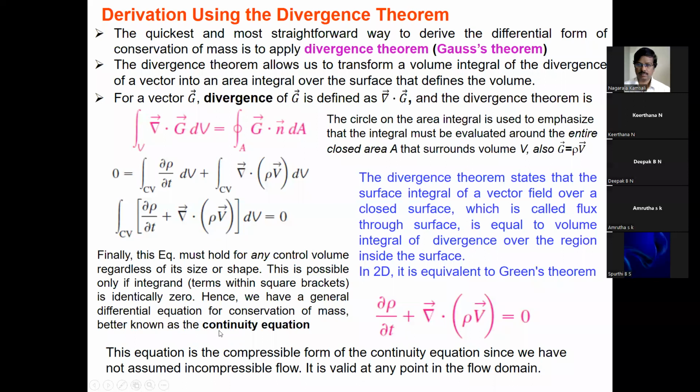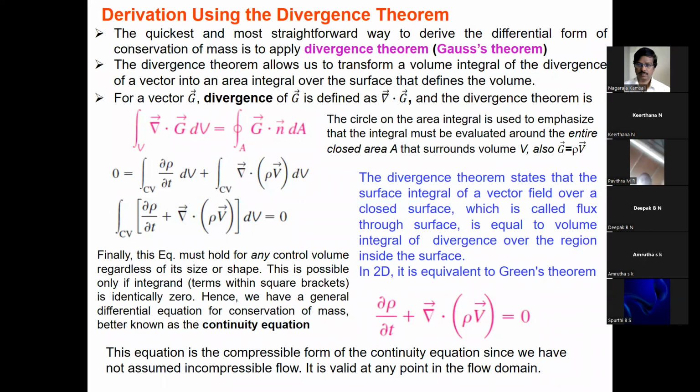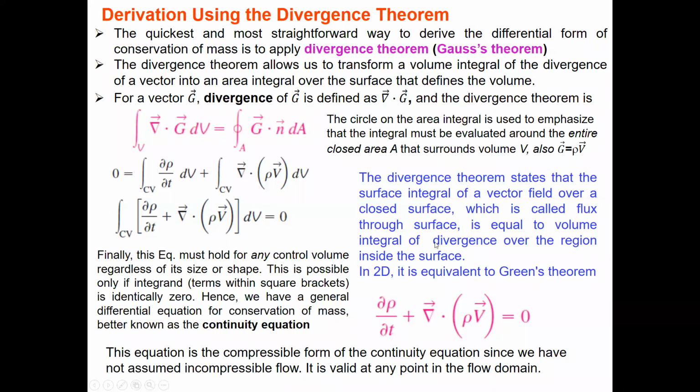The conservation of mass is better known as the continuity equation. What happens here? The divergence theorem states that the surface integral of a vector field over a closed surface, which is called the flux through the surface, is equal to the volume integral of divergence over the region inside the surface. In 2 dimensions, it is equivalent to Green's theorem. Therefore, this equation, whatever is shown in red color, is the compressible form of the continuity equation, since we have not assumed incompressible flow. It is valid at any point in the flow domain.